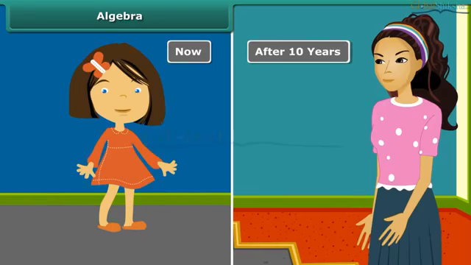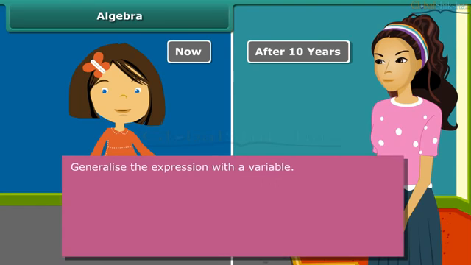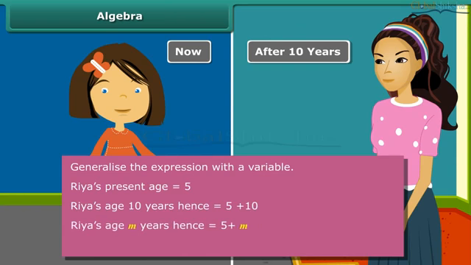Riya is 5 years old now. Express her age 10 years from now. Generalize the expression with a variable. Riya's present age is 5. Riya's age after 10 years is 5 plus 10. Riya's age m years from now is 5 plus m. Therefore, m years from now, Riya will be 5 plus m years old.